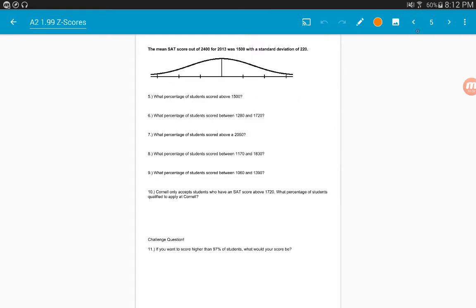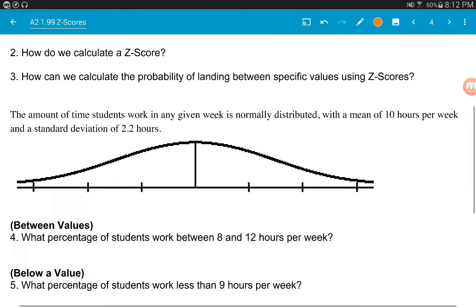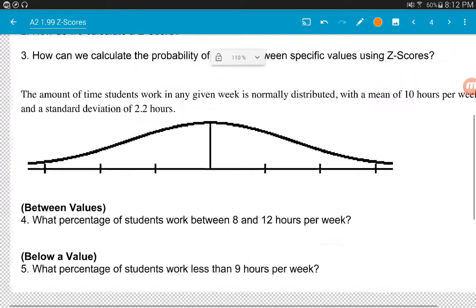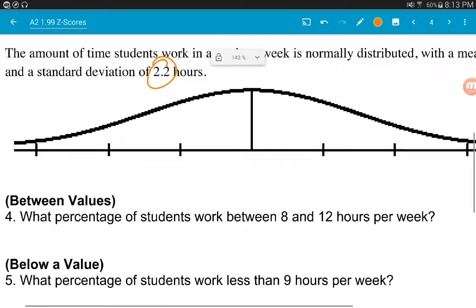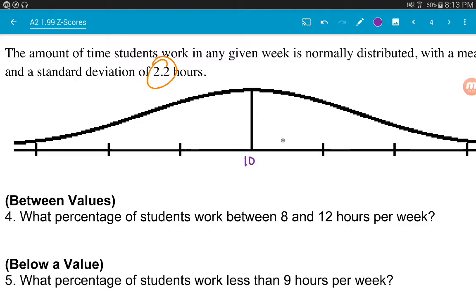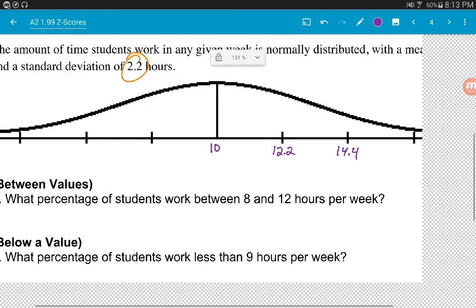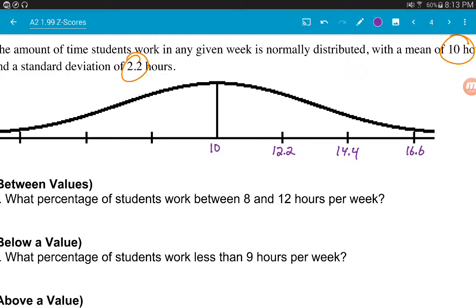Now, where did these numbers come from? Well, the context of the question says the amount of time students work in any given week is normally distributed with a mean of 10 hours per week and a standard deviation of 2.2 hours. So 10 and 2.2 are going to be very important. The mean of 10 hours goes right here in the middle. To go to the right, we are adding sigma, which is 2.2. So that's 12.2. Adding 2.2 again, that's 14.4. Adding 2.2 one more time, and that is 16.6.